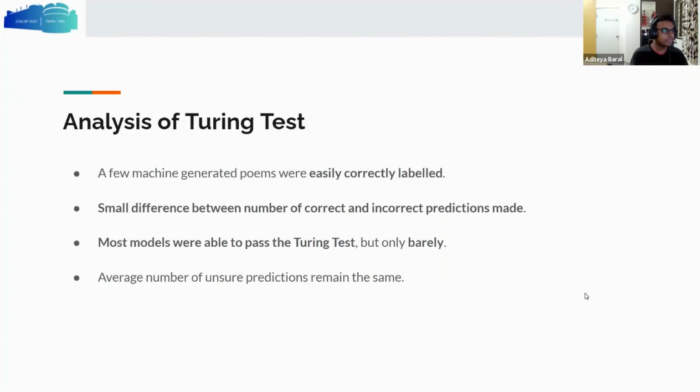Now looking at the Turing test that was performed, what we essentially found is that a few of the machine-generated poems were labeled easily, and people were able to quickly identify that the poem was written by a machine. Although the number of incorrect predictions made by the audience was higher, it was higher by only a very small margin. So essentially, although the models were able to pass the Turing test, they were barely able to pass it. The number of unsure predictions across all the poems remained roughly the same.